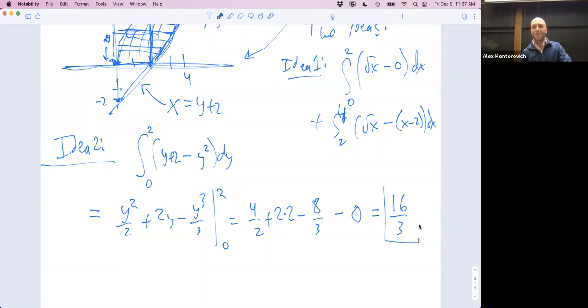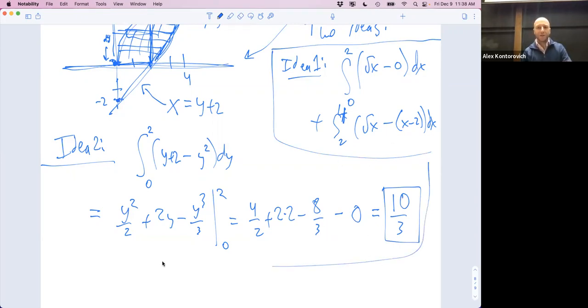So while we evaluate the other idea, did I get it wrong? 10/3? 18/3 minus 8 is 10/3. Thank you. That's better. Does that make sense? This is a little bit more than 3. This is 6 minus almost 3. Yep, makes sense.